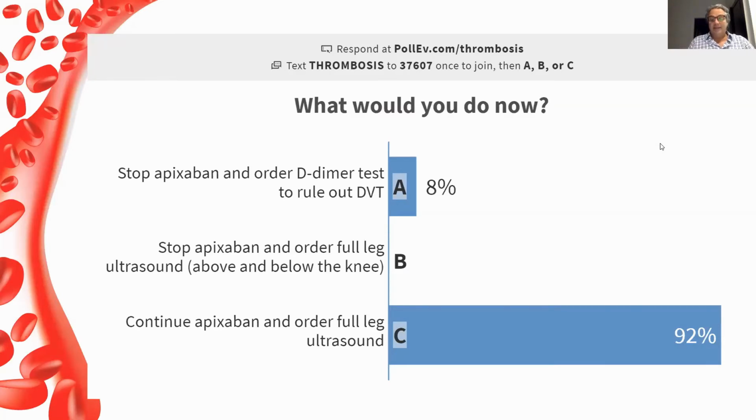You know, so in this case, the right answers actually would have been A or B. Because she's been found to have a negative proximal ultrasound, you should stop the anticoagulation, but you don't just stop. So you can either order a D-dimer or order a full leg ultrasound. The third option is actually you can order a D-dimer and then order another proximal ultrasound next week, but let me show you the algorithm.